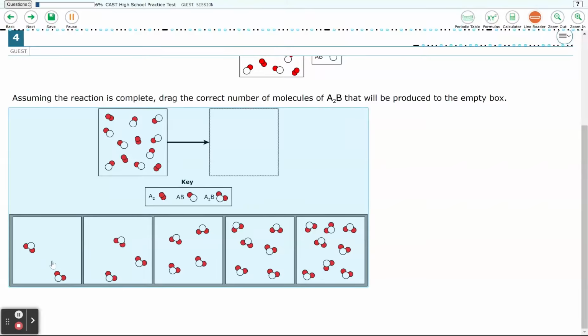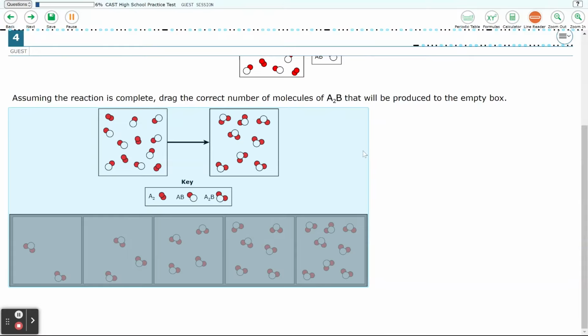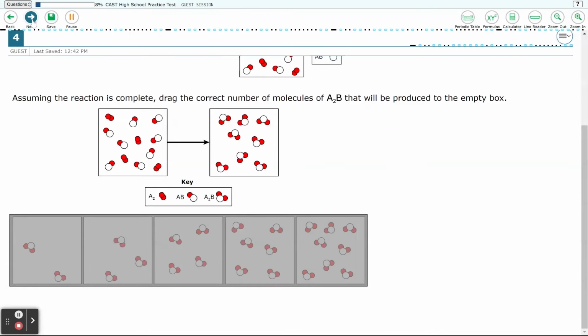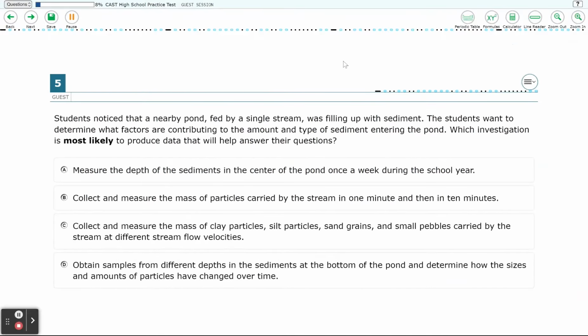This one only has 2 B's and 4 A's, and so on up the line until we get to our far right one here that has 8 B's, and each one has 2 A's. That's 16 A's. So that would be your correct answer. So let's head on to question number 5.